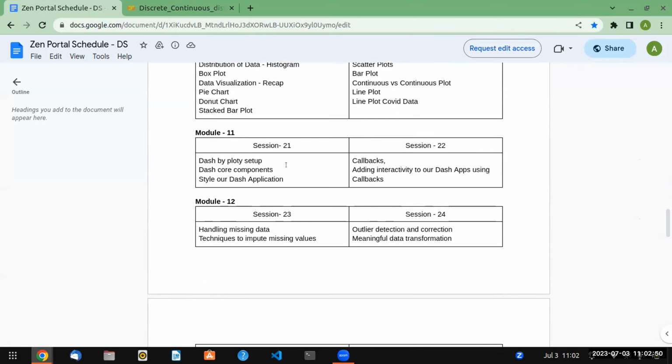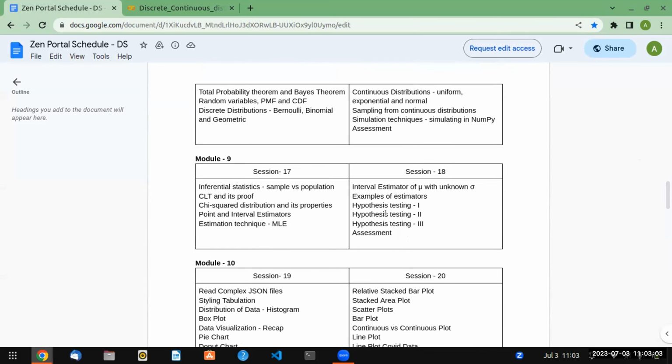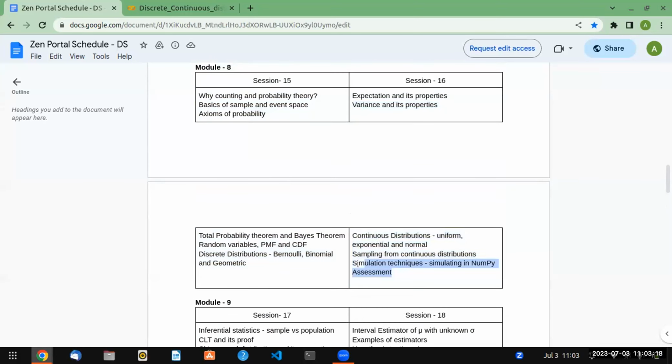Okay, so this part again is a development setup. You have to develop an application using your IDE. This is going to be interesting. Handling missing data, very interesting topics are coming. Only till this session 18, guys. Till session 18, the hypothesis and all is a bit theoretical and probability. So tomorrow we'll finish this one, simulating in NumPy.